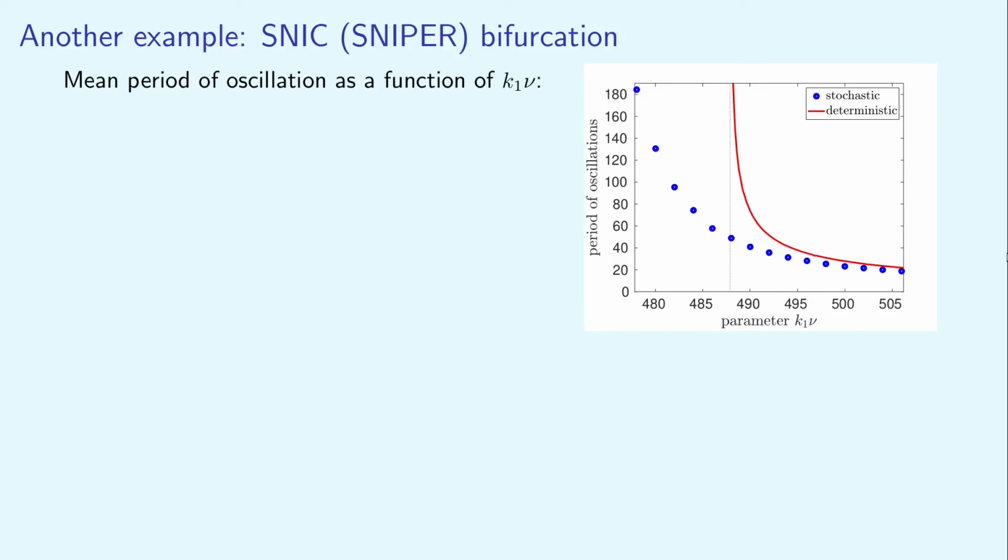I have done this for several values of our bifurcation parameter k1 nu. For each value, I have run the Gillespie algorithm and estimated the average period of stochastic oscillations. The results are plotted here as blue points. I have also added the period of oscillations of the deterministic OD-based model as this red line.